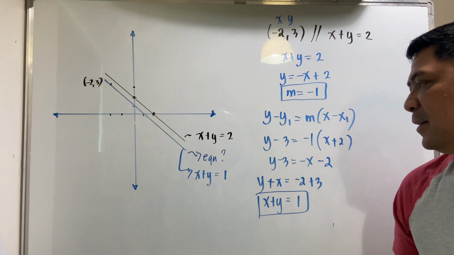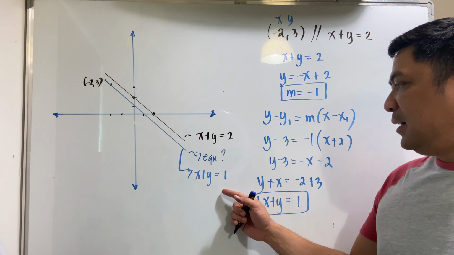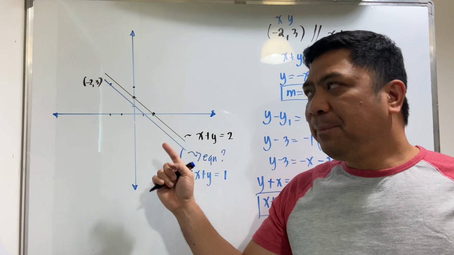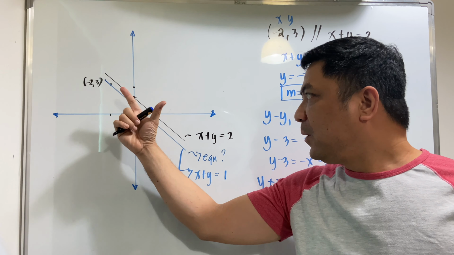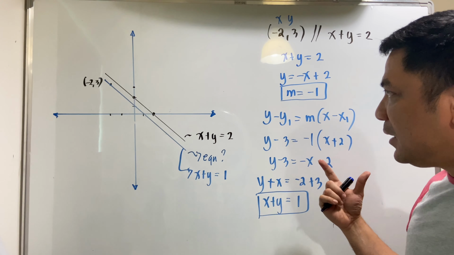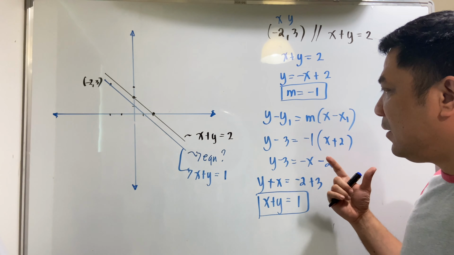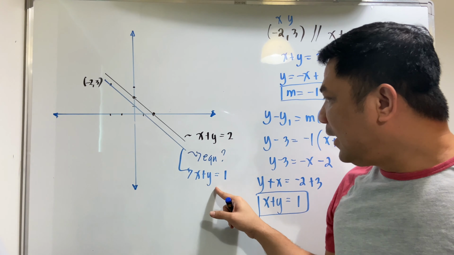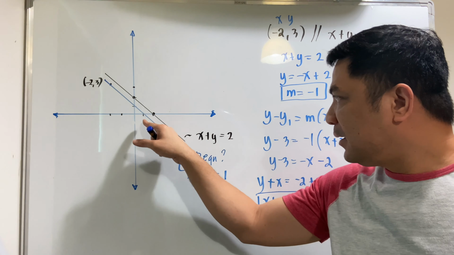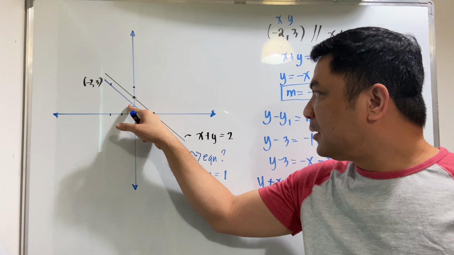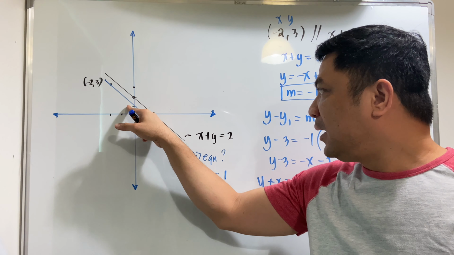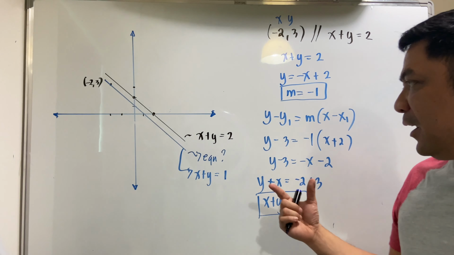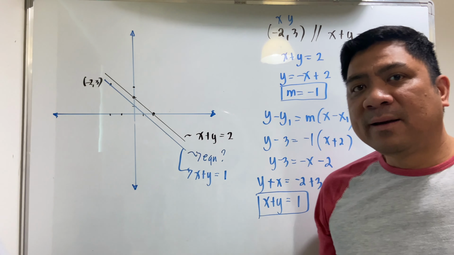Okay? So that's the answer here. Actually, if you have a graphing paper, you can solve this problem using your graphing paper. So as you can see here, the y-intercept and x-intercept of this line somehow fall under 1 and 1. So y is equal to 1 and x is equal to 1. So that means you can verify your answer or solution using graphing.